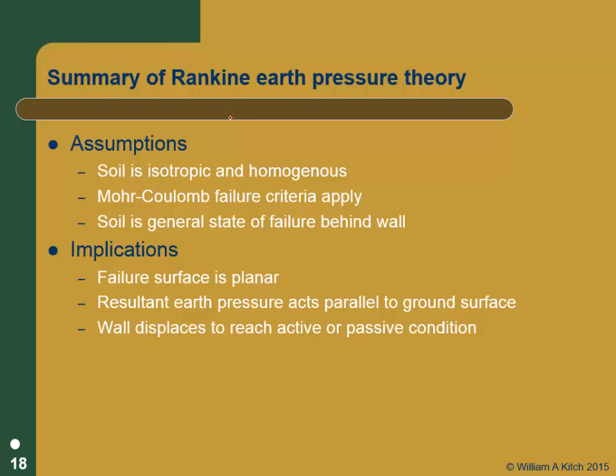So our assumptions are the soil, we didn't actually go through this in the beginning, so let's go through it now. The soil is homogeneous and isotropic. The Mohr-Coulomb failure criterion applies, and the soil behind the wall has to be able to get into a general state of failure. Technically, it has to encompass that zone that we computed that was within failure. So what are the implications for us? Well, the failure surface is planar. That's just an assumption that comes out of the Mohr-Coulomb criteria. The resultant earth pressure acts parallel to the ground surface. And the wall has to displace to reach these.